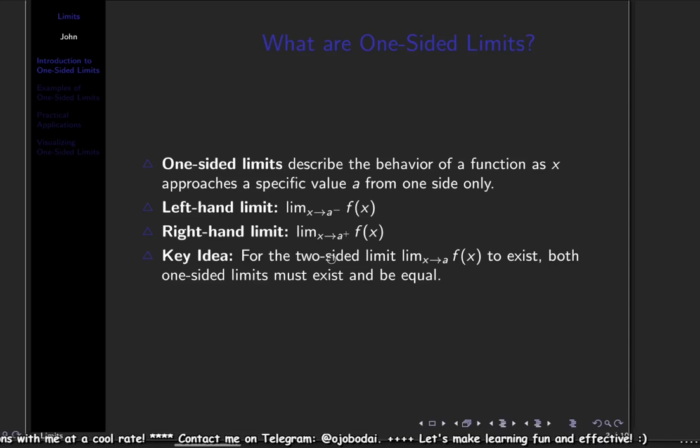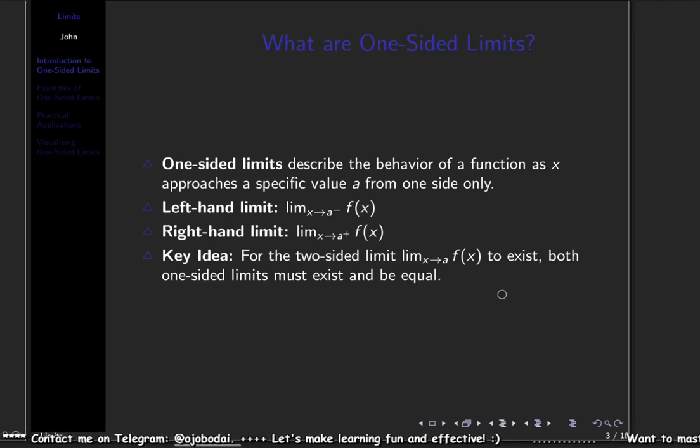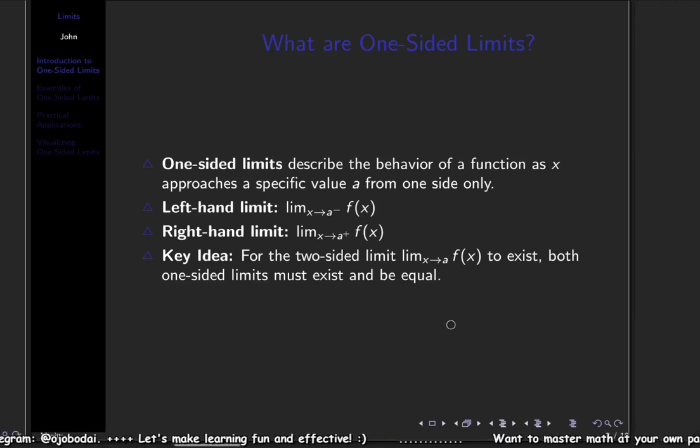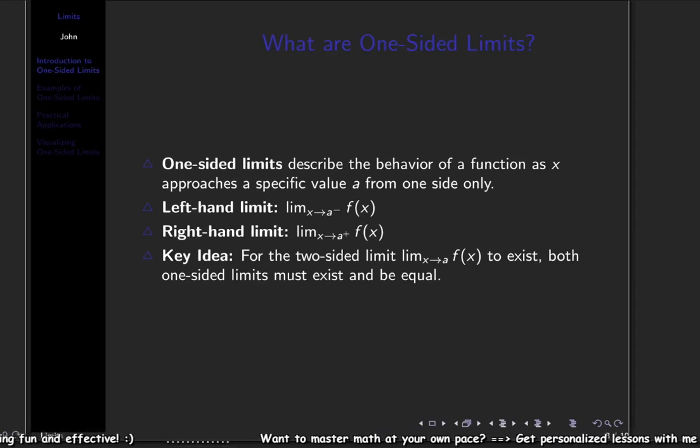So you can determine the limit from one side, that is from the left, and then the right-hand side. That is what gives us these two sides of the limit. So for a two-sided limit to exist, both one-sided limits must exist and be equal when we say the limit at a particular point exists. So first of all, both limits, that is the left-hand and then the right-hand, should both exist for us to say that the limit exists.